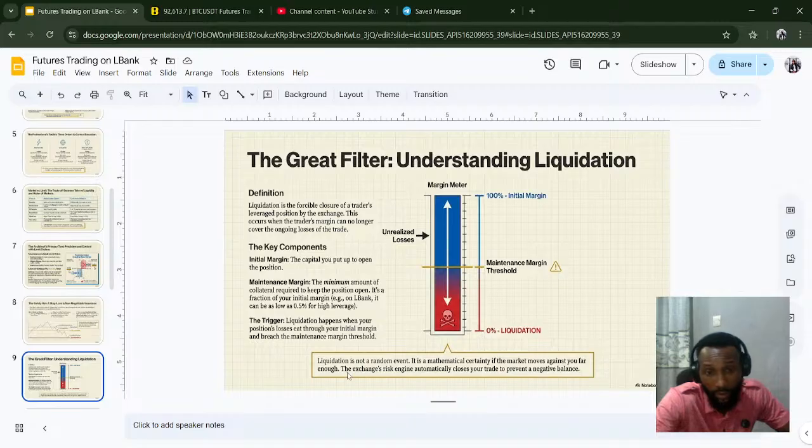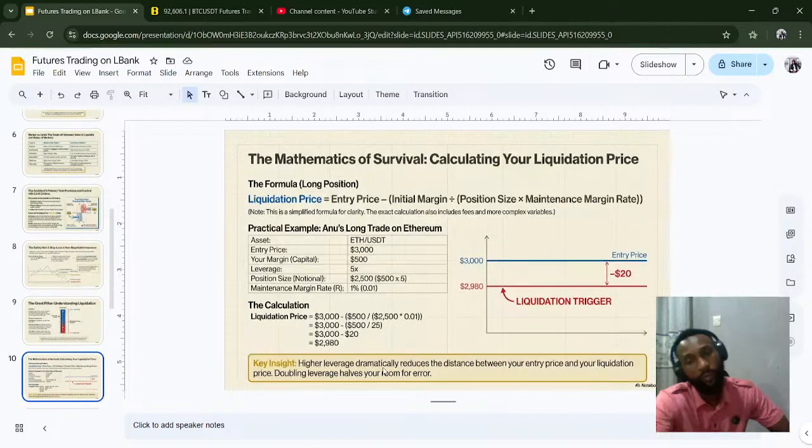So liquidation is not a random event. It's a mathematical certainty if the market moves against you far enough. The exchange risk engine operates to prevent a negative balance. That's just the way it works. Moving on to the next thing.